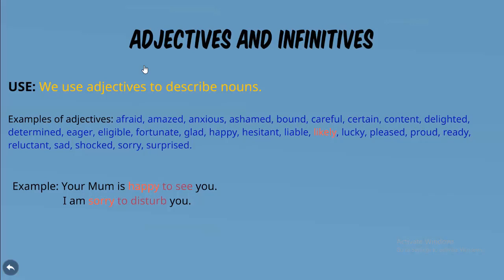Adjectives and infinitives. We use adjectives to describe nouns. In other words, adjectives give us more information about nouns. This is a long list of adjectives that we can use. Let's review the examples. Your mom is happy to see you. Happy is the adjective. To see is the infinitive. I'm sorry to disturb you. Sorry is the adjective. To disturb is the infinitive.